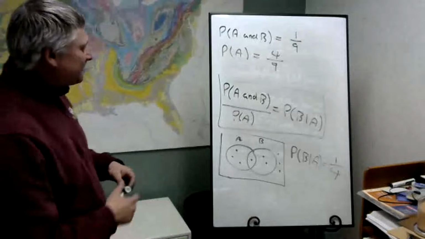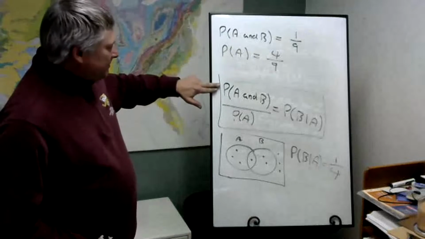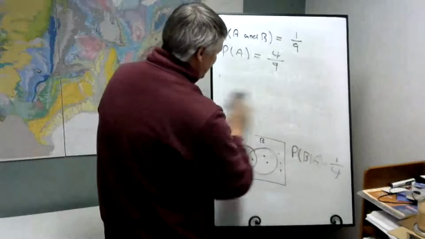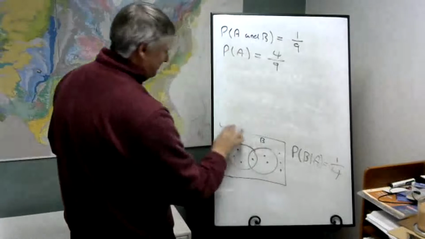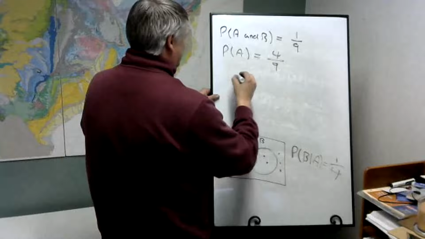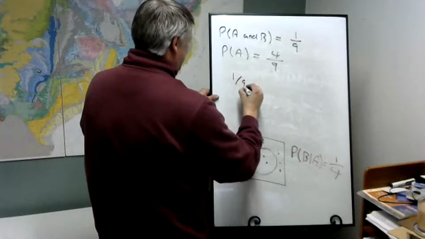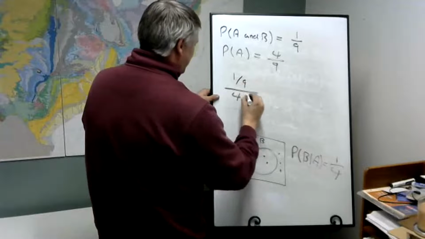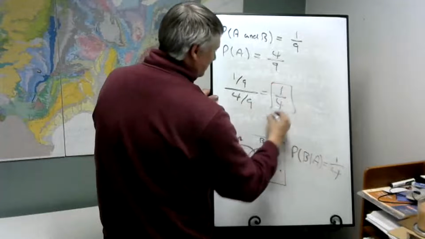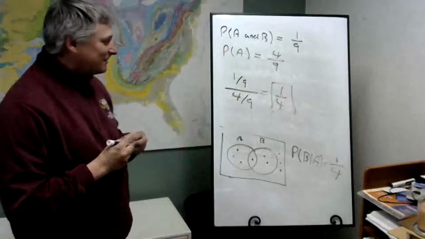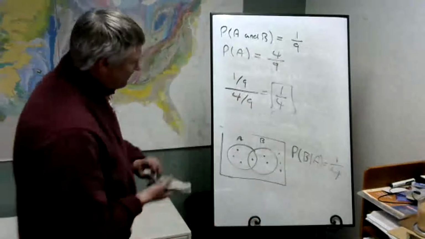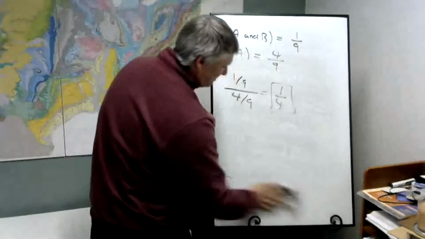And so let's use our formula. Take the probability of A and B and divide by A. So what do we get? Well, we'll get 1/9 divided by 4/9, and sure enough, this will come out to 1/4, as we would want. All right. So that's an application of conditional probability.